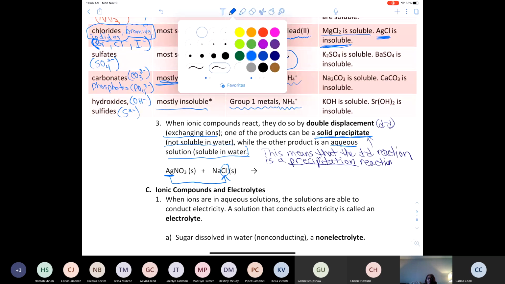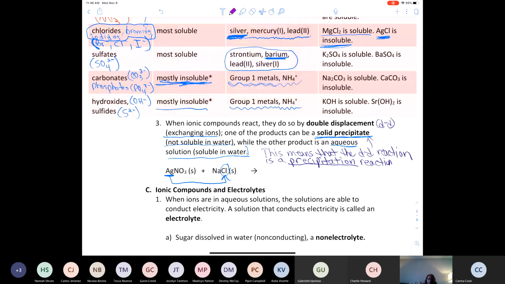And then the same thing will happen on the other end of things. Sodium now doesn't have a partner because silver stole its partner. So its new partner is going to be silver's old partner, nitrate. So it's just exchanging ions. So our products are going to be sodium nitrate and silver chloride.